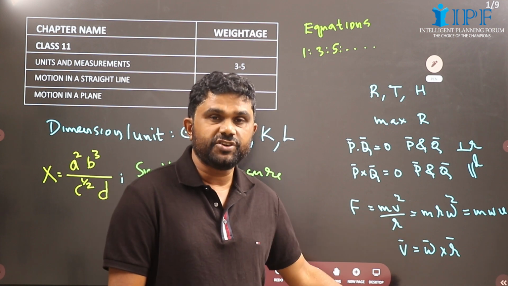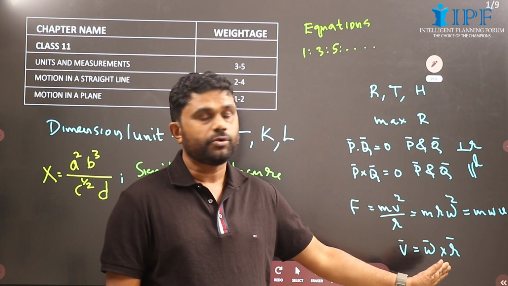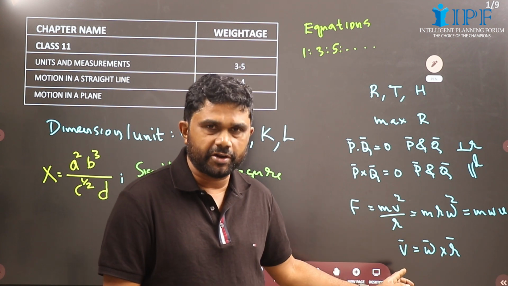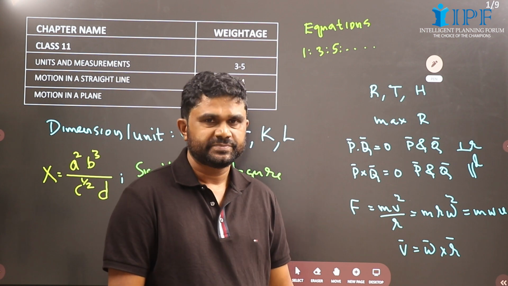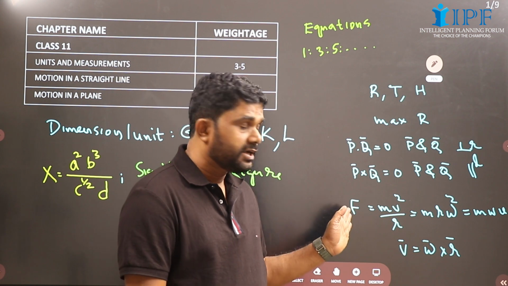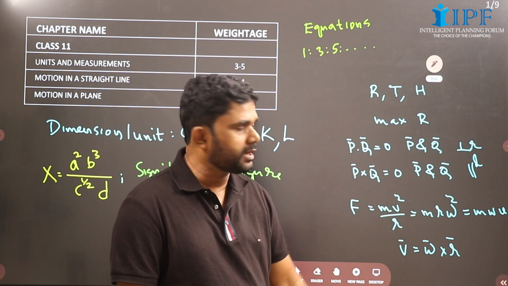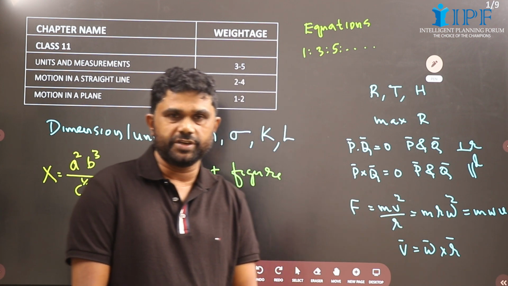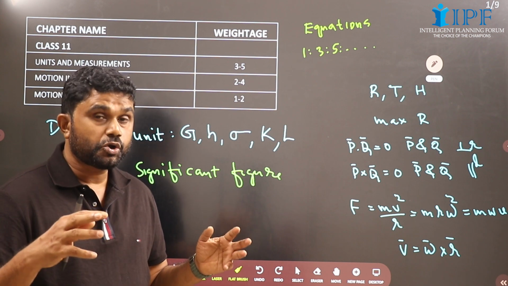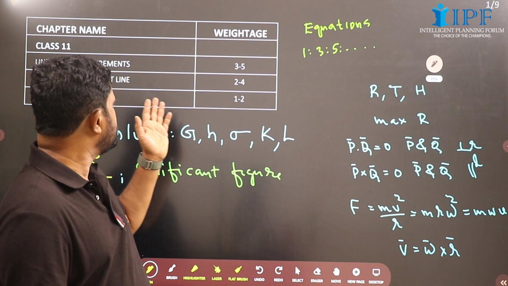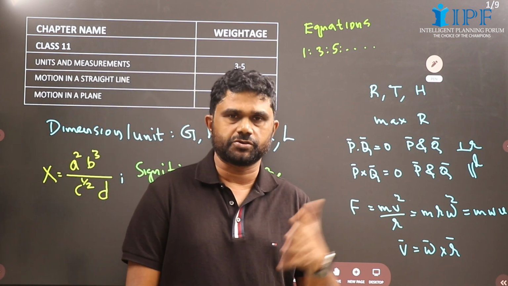V is along the tangent, omega is along the axis. These three, velocity, omega, and the radius, are mutually perpendicular. Then centripetal force is mv square by r, that is also equal to m r omega square and m omega into v. These are the things that you should not skip from this chapter, motion in a plane. You can expect one or two questions from this also.